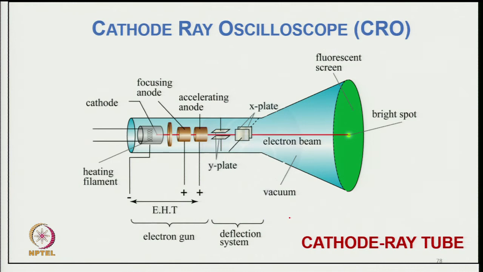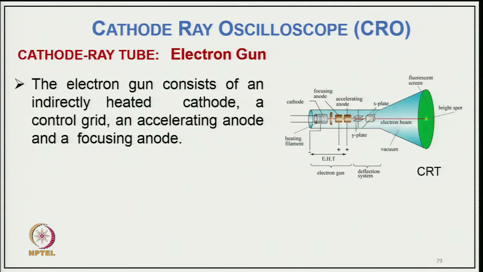Now, this is the oscilloscope where you can see the different parts. We have the cathode, a heating filament, a focusing anode, an accelerating anode, a Y plate, an X plate, and the electron gun, and we have a deflecting system in vacuum, and here the electron beam is brought to a bright spot. This is the basic building block, and we have a fluorescent screen on which this bright spot is visible.